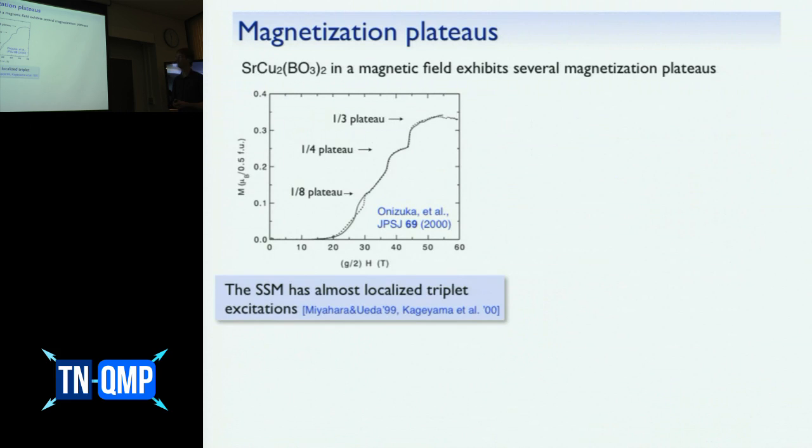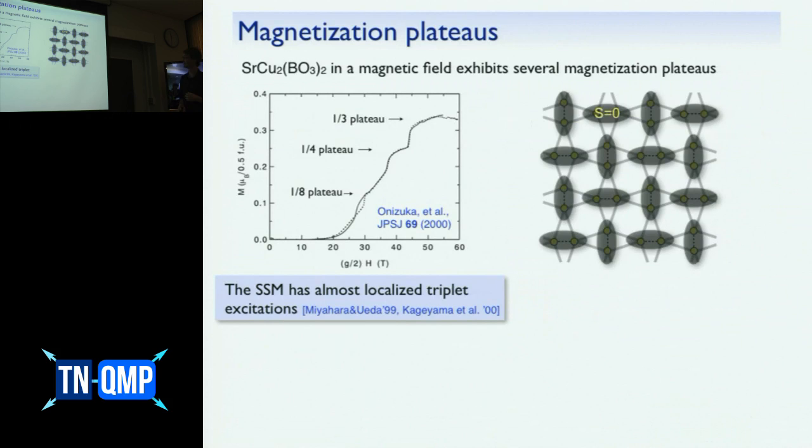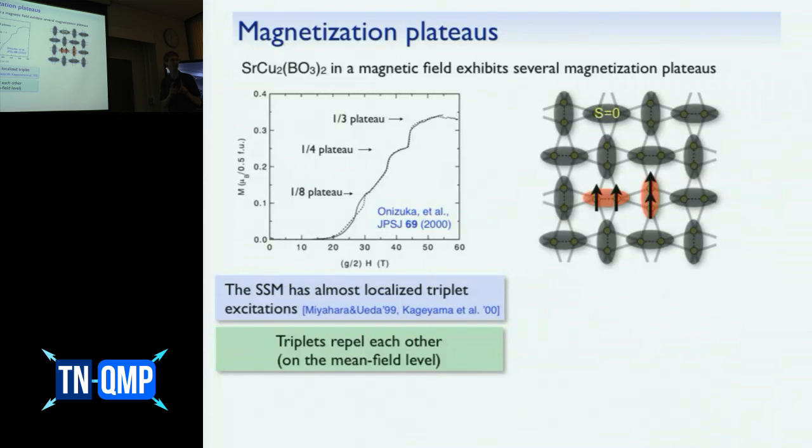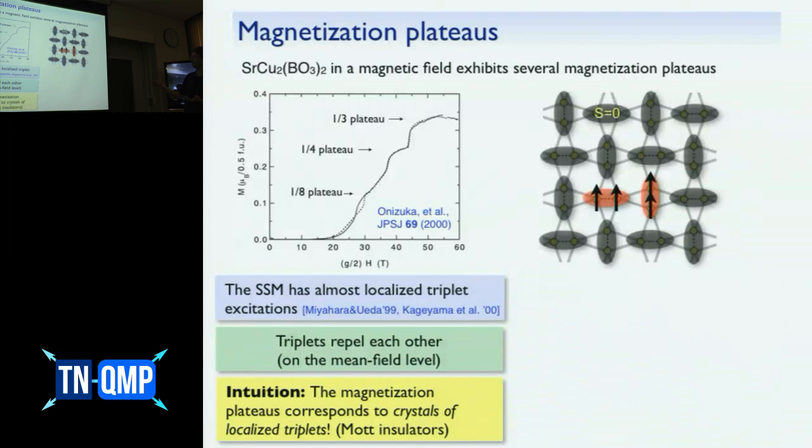Now early on it has been found that the Shastry-Sutherland model has almost localized triplet excitations. Right, so if you start from this dimer phase here, we can create an excitation simply by taking such a singlet and making a triplet out of it. And then if you take two of these triplets and put them next to each other, you can actually show that on the mean field level, they feel a repulsion. Okay, and this then leads to the natural intuition that these magnetization plateaus correspond to crystals of these localized triplets. Because it's like bosonic particles which repel each other so they can form some crystal structures.